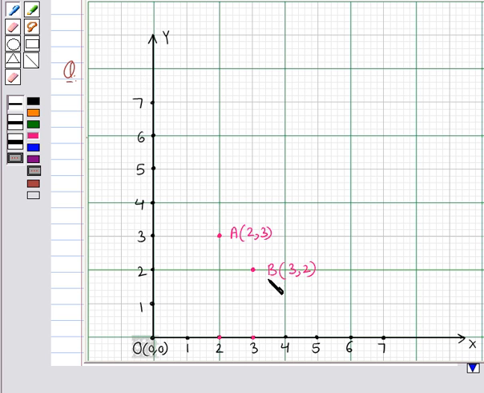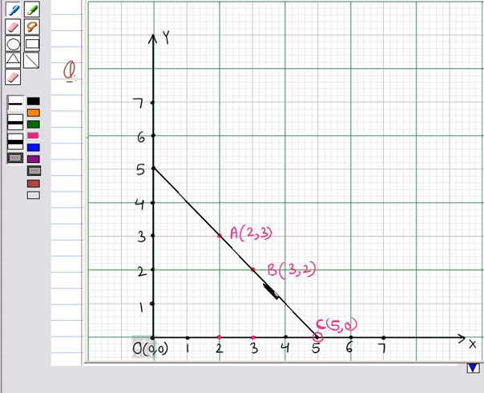Now we join these 2 points and extend that line joining these 2 points to meet the x-axis and the y-axis. So on joining these 2 points A and B, we see that the line joining these 2 points meets the x-axis at this point, which is (5, 0). That is 5 is the x coordinate and 0 is the y coordinate. Let's name this point as C.